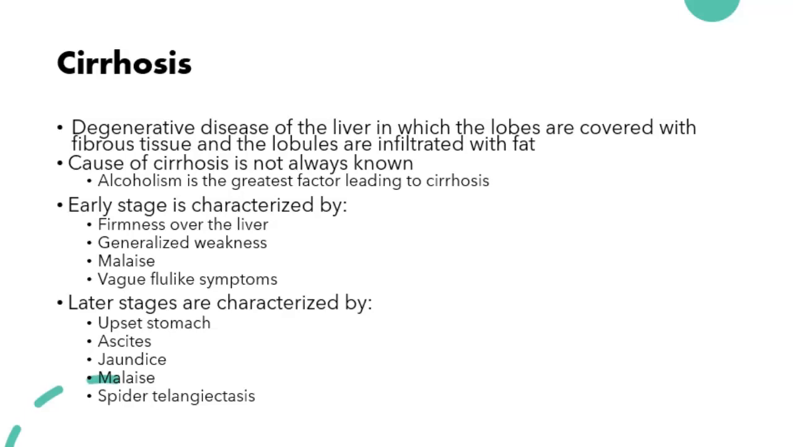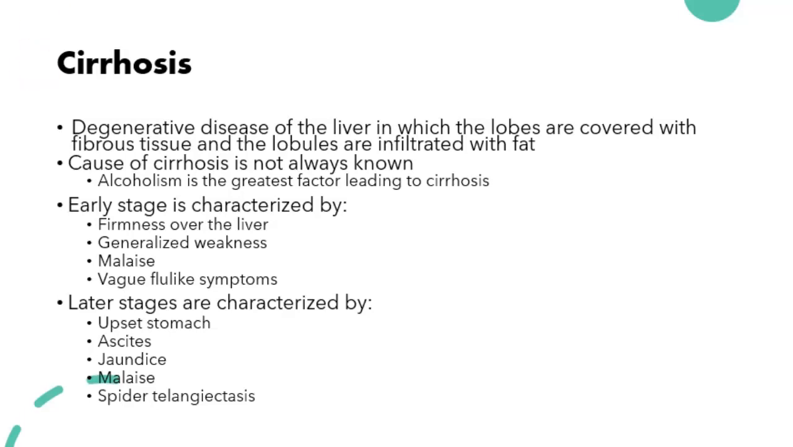The cause of cirrhosis is not always known, but alcoholism is one of the greatest factors leading to cirrhosis. There are a lot of different types of cirrhosis. You have alcohol liver disease, post-necrotic cirrhosis, biliary cirrhosis, cardiac cirrhosis, non-alcoholic fatty liver disease. So there's a bunch of different types. And cirrhosis can also occur from severe malnutrition.